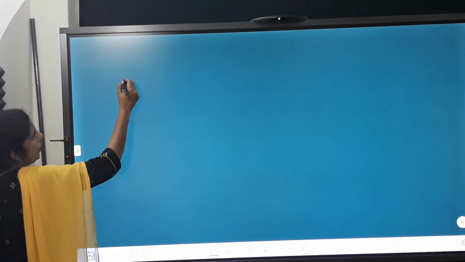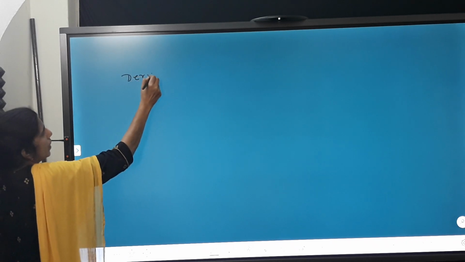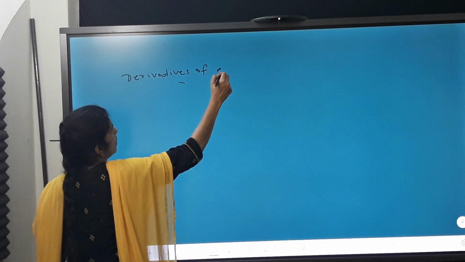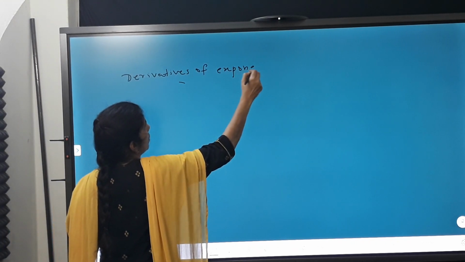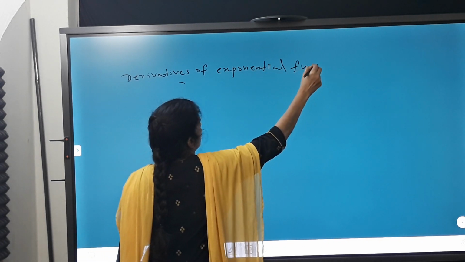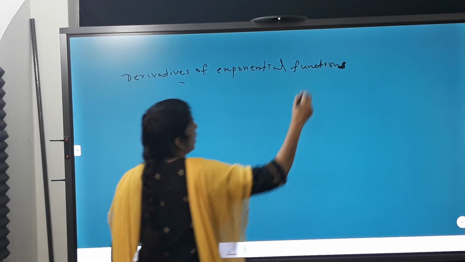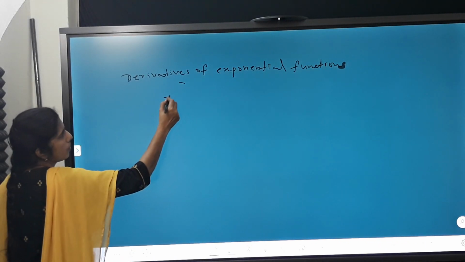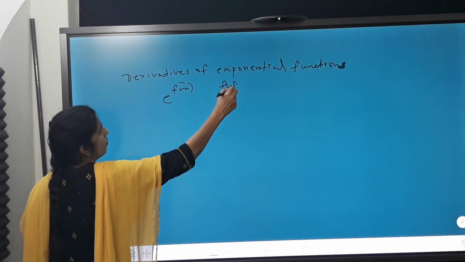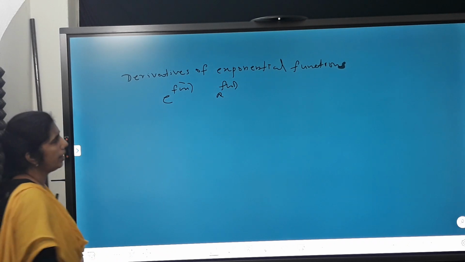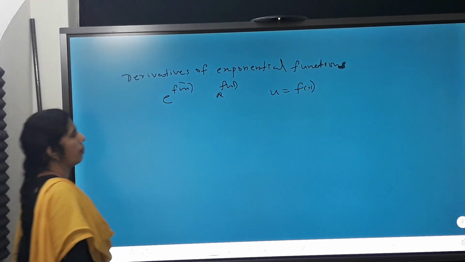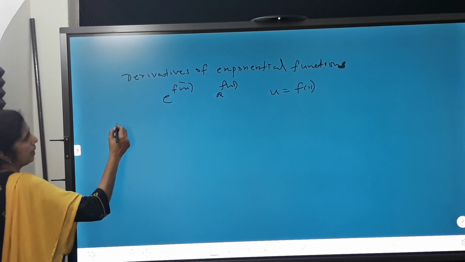Now let us see how we can find derivatives of exponential functions. Exponential functions are of the form, say, e raised to f of x, a raised to f of x, etc. In this case, again, the substitution is u equal to f of x. Let us take one example.